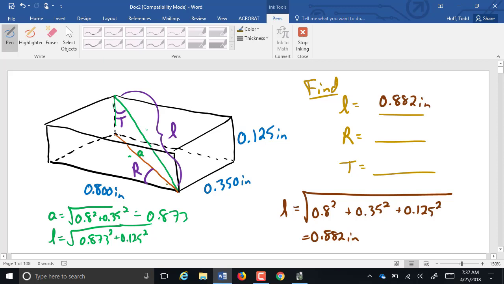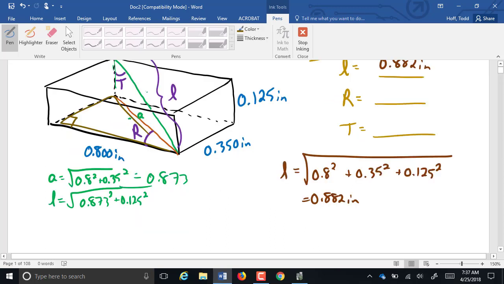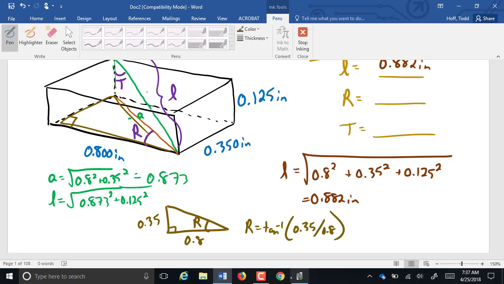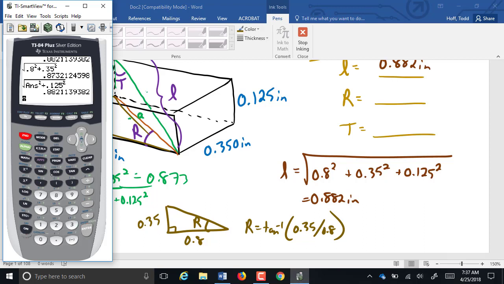Now for R. R is just this triangle down here, and it is a right angle there. So R is just this angle where this is 0.35 and this is 0.8. Other way, 0.35 over 0.8. Opposite over adjacent. Inverse tangent, 0.35 divided by 0.8. Make sure you close those parentheses. 23.63 degrees.